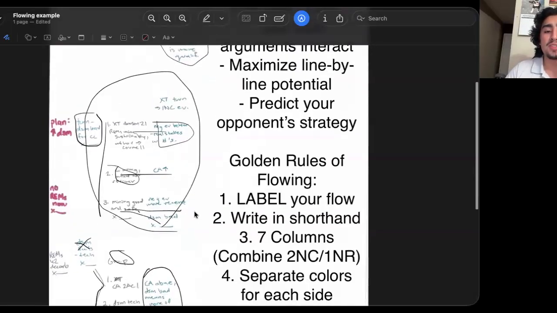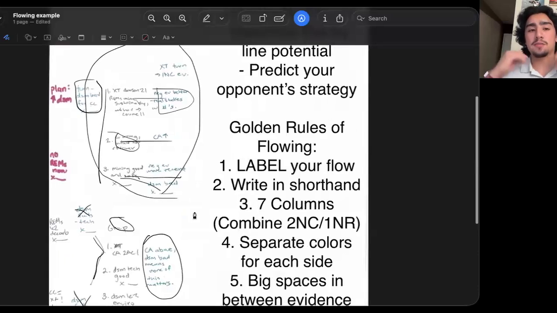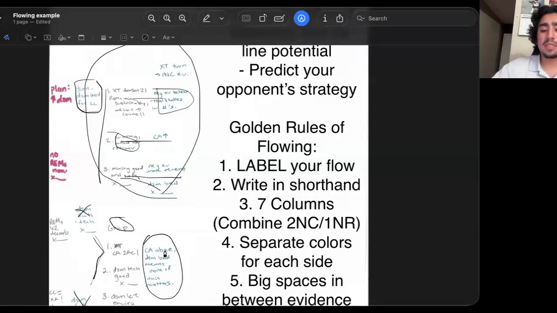So do not do it horizontally because you're going to end up flipping the page a lot more, and you might even need to use two flows for just one type of argument in debate, and you don't want to do that. Hopefully this helped, and good luck in your debates.